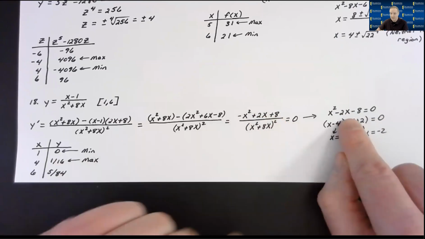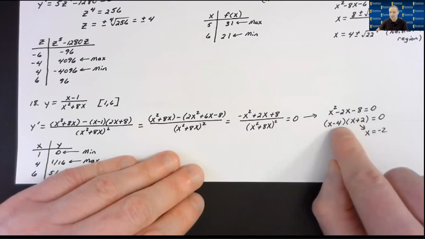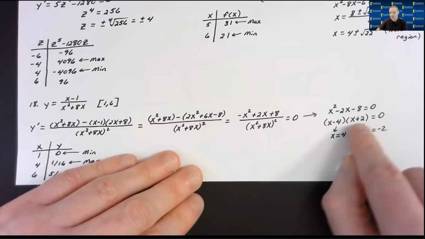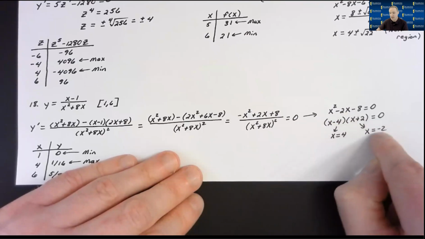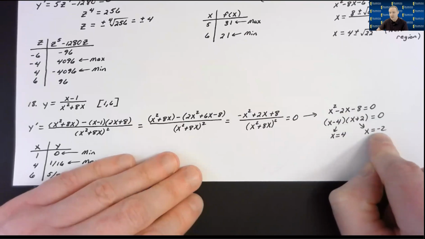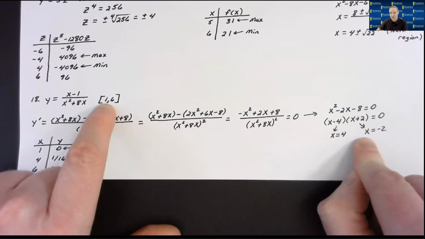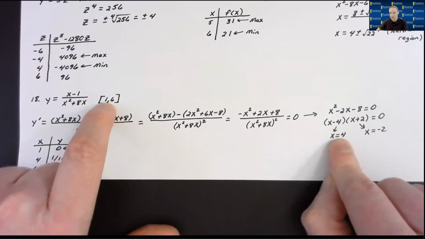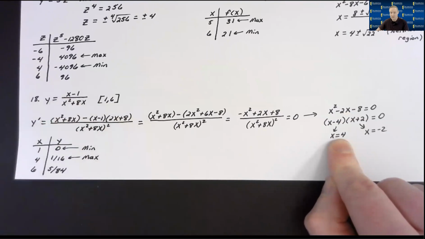At that point, it factors really nicely. You can say factors of negative 8 that sum to negative 2: negative 4 and 2. This is going to yield, once you use the zero product property, that our critical points are at x equals 4 and x equals negative 2. Now, the critical point x equals negative 2 is not relevant to this problem because we're only concerned with the closed interval between 1 and 6. So I took the endpoints 1 and 6 along with the critical point in between them, plugged them into this equation.